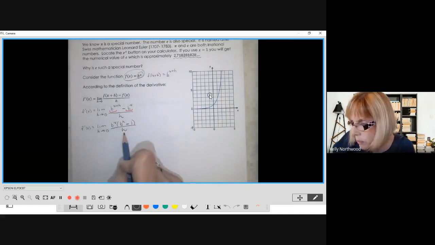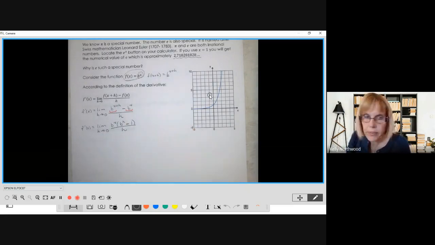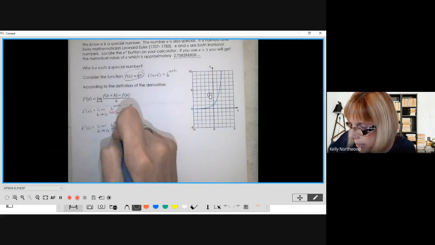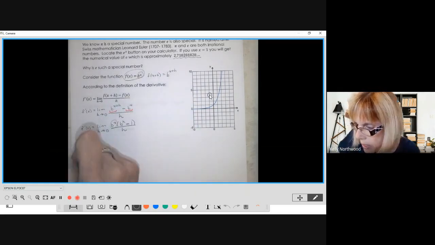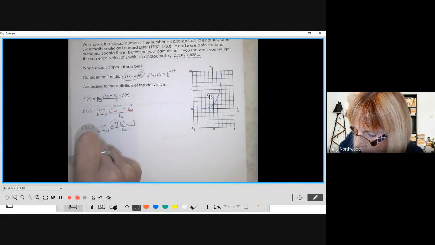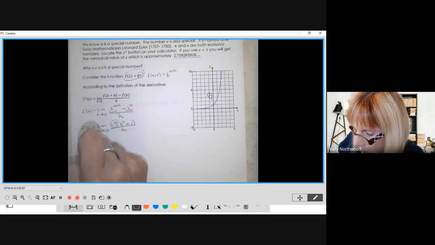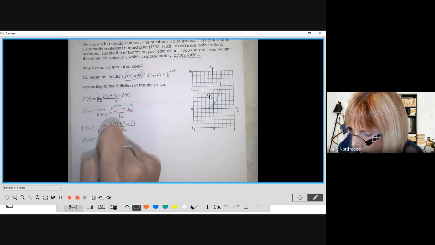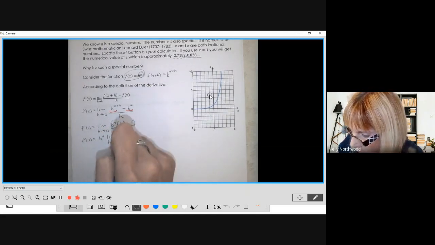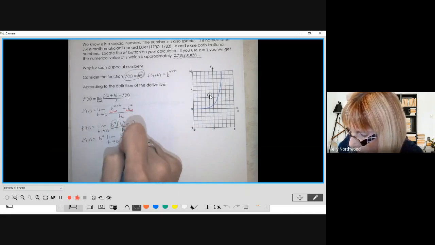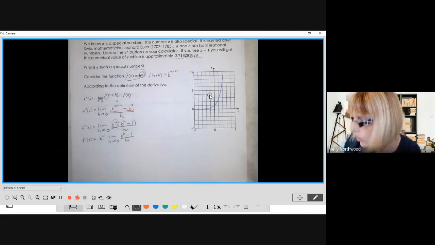So I can't let h approach 0. There's no way for me to get rid of that problematic h yet. But I do see that this b to the x doesn't depend on h. So as h approaches 0, it doesn't affect b to the x, so I can move it out front of the limit. So b to the x times the limit as h approaches 0 of b to the h minus 1 over h.